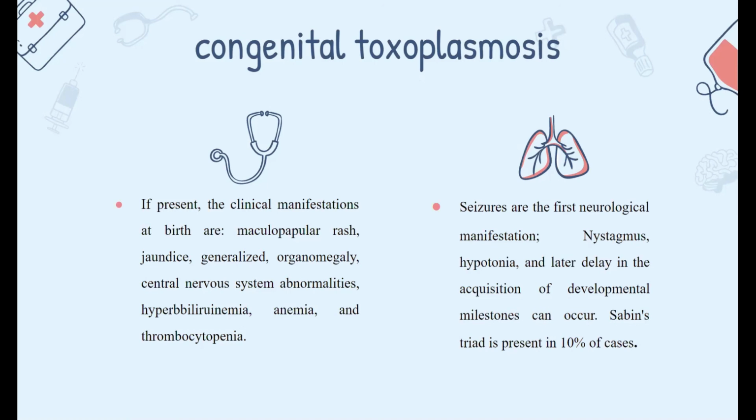Seizures are the first neurological manifestation. Hypotonia and later delay in the acquisition of developmental milestones can occur. Sabin triad is present in 10% of cases.